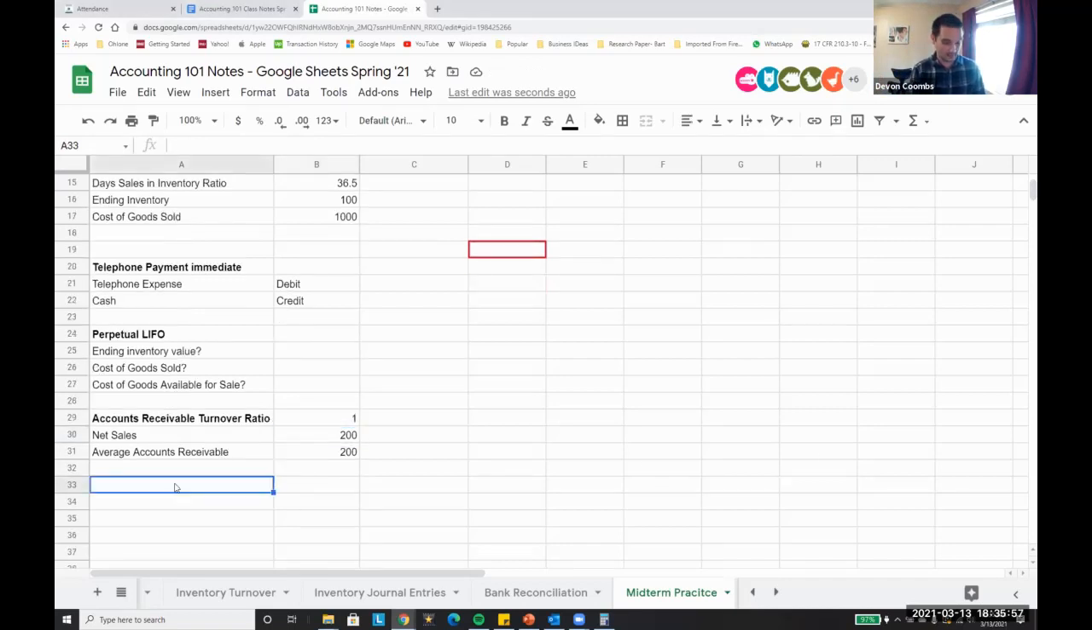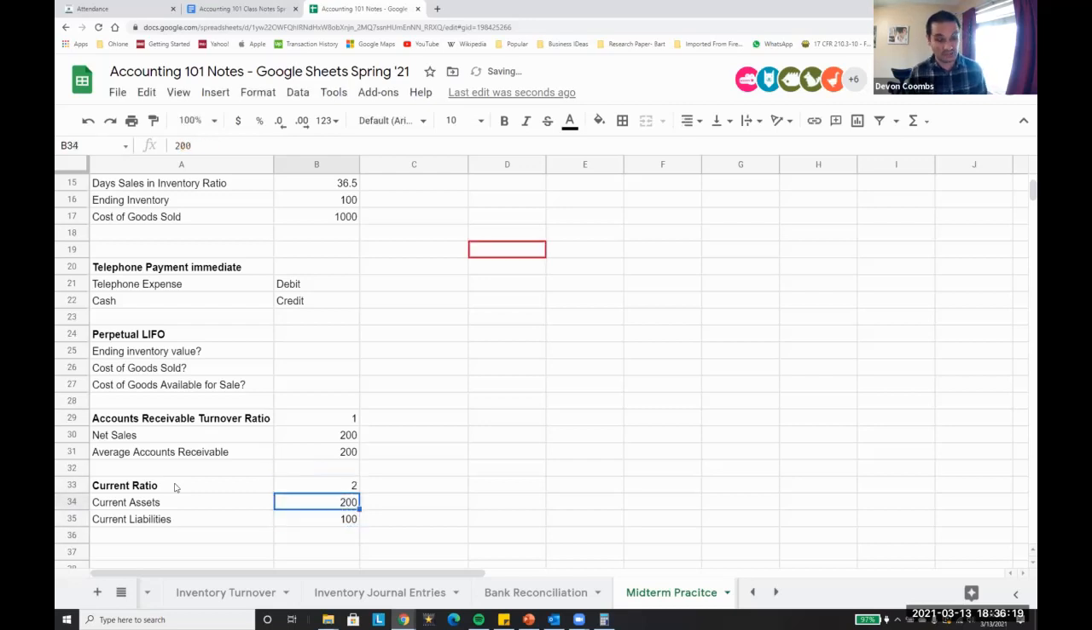I'm going to ask you to calculate the current ratio. All of our different ratios we talked about. Current ratio, asset ratio, all of those things. How do we do current ratio? It's current assets divided by current liabilities. 200.